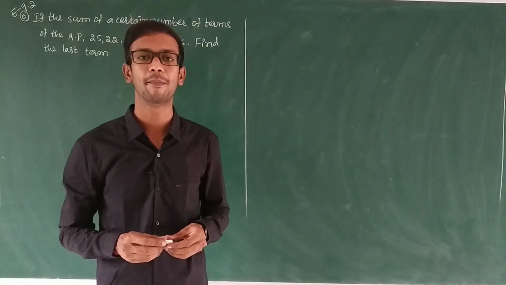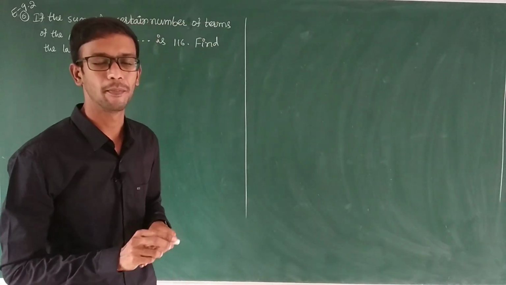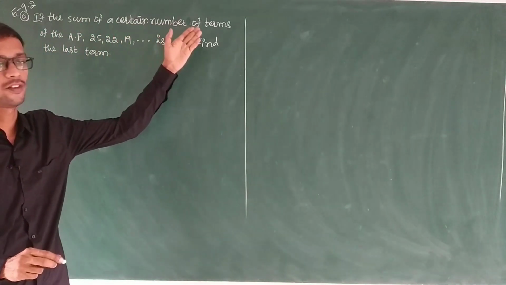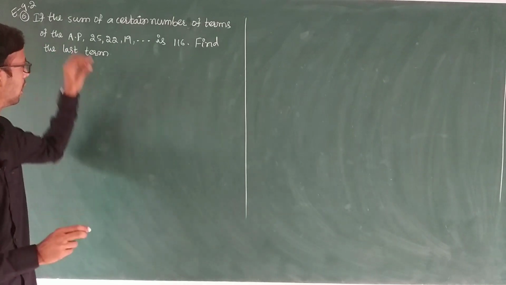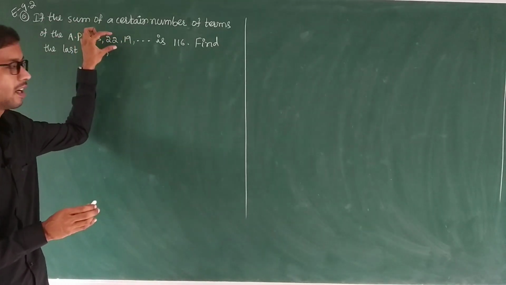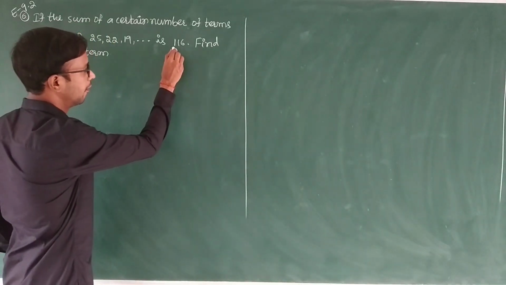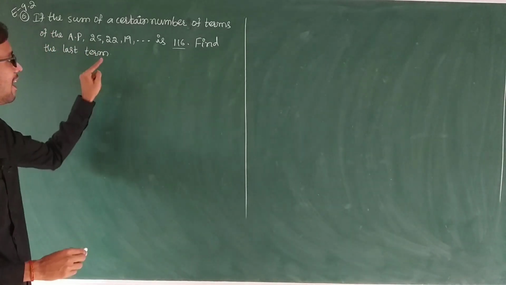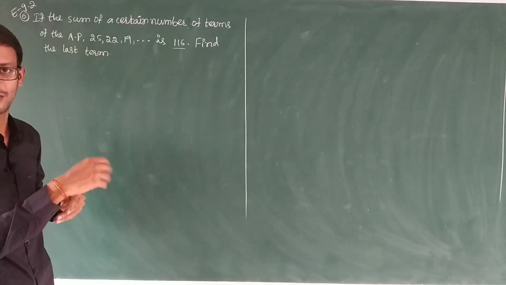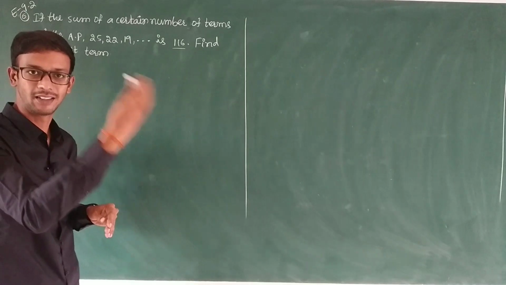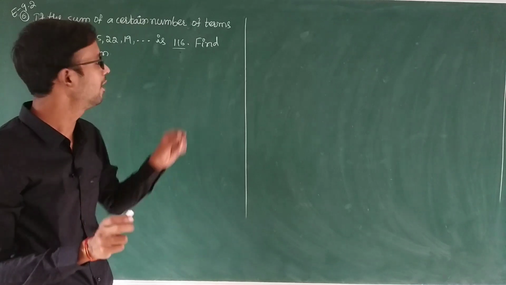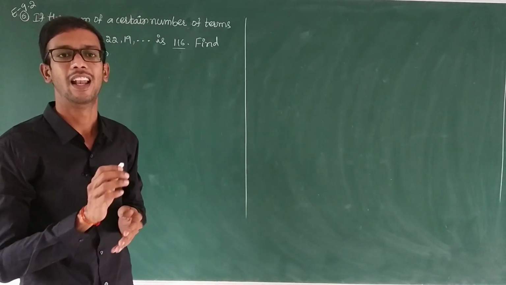Next, problem number 6 in exercise 9.2. This is a simple problem. If the sum of a certain number of terms of the AP 25, 22, 19 is 116, find the last term. For example, 25 plus 22 is 47, 47 plus 19, plus another number, but the sum should be 116. And what is the last term?